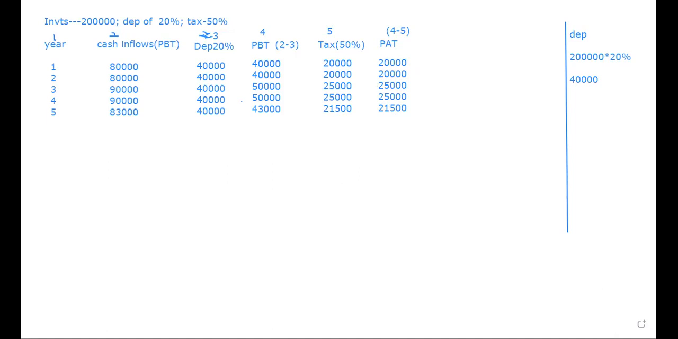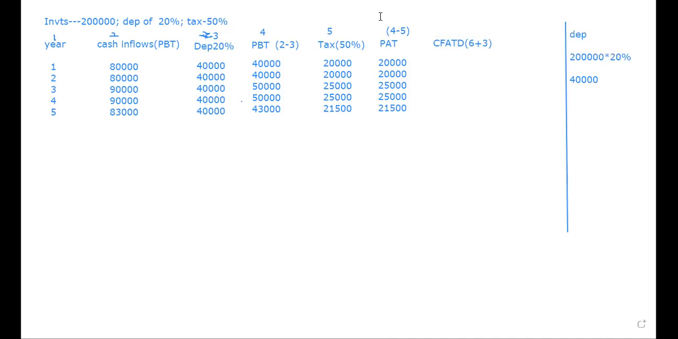Now, once I got a PAT, whenever we are using the modern kind of technique, it is going to be CFATD. CFATD means cash flows after tax, but the depreciation has to be added back. So how am I going to get this one? I'm going to get it by adding. Let us assume this to be the sixth step. Sixth step plus third step is equal to my answer.